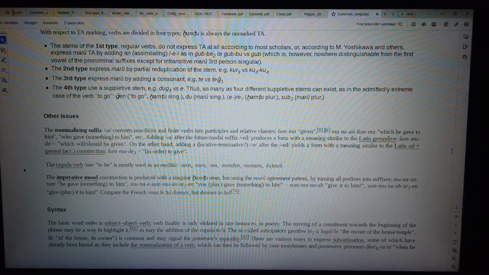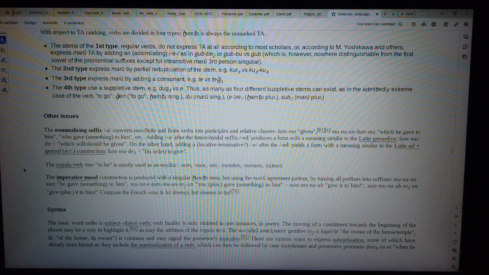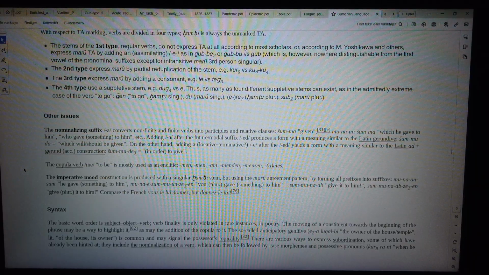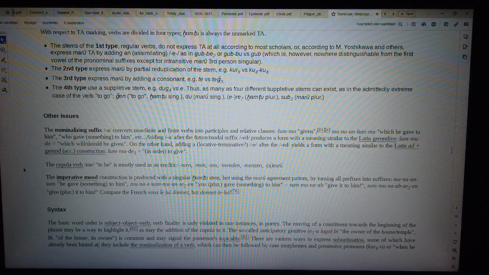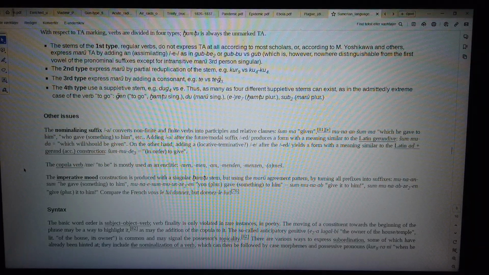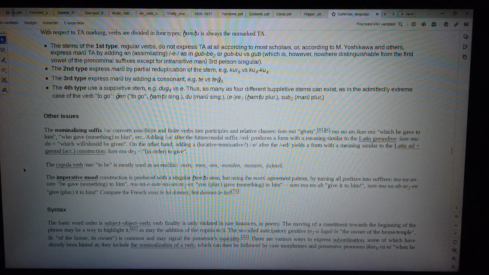Syntax. The basic word order is subject-object-verb. Verb finality is only violated in rare instances, in poetry. The moving of a constituent towards the beginning of the phrase may be a way to highlight it, as may the addition of the copula to it. The so-called anticipatory genitive, e2 allugal by the owner of the house, literally of the house, its owner, is common and may signal the possessor's topicality.